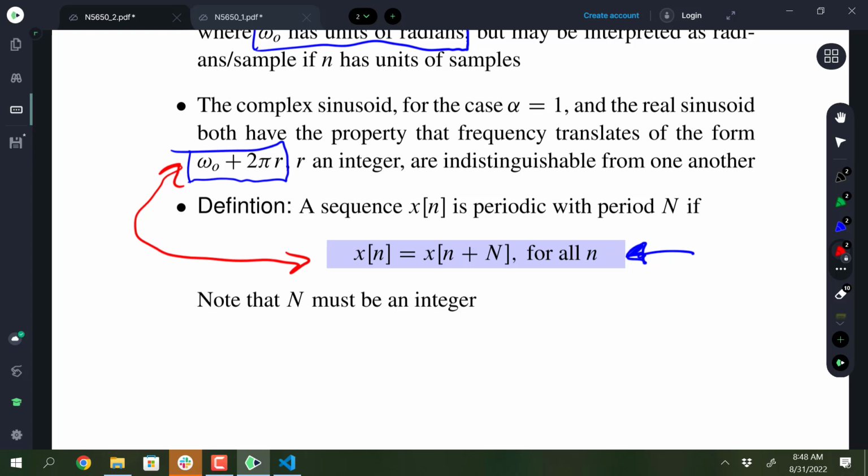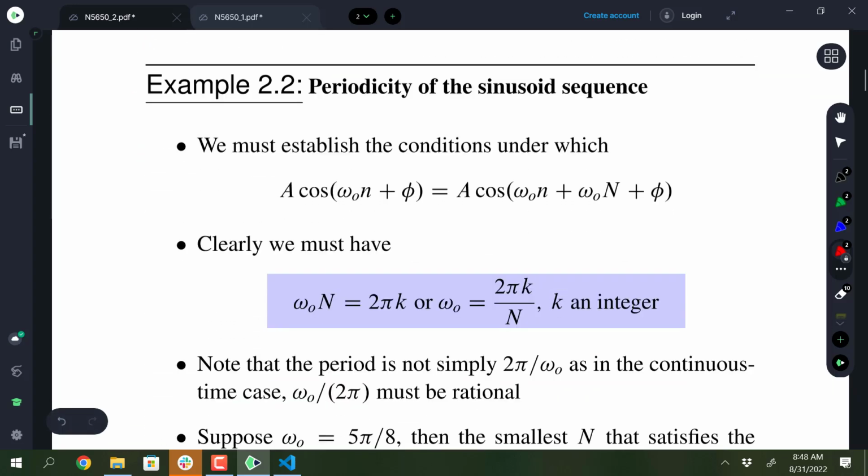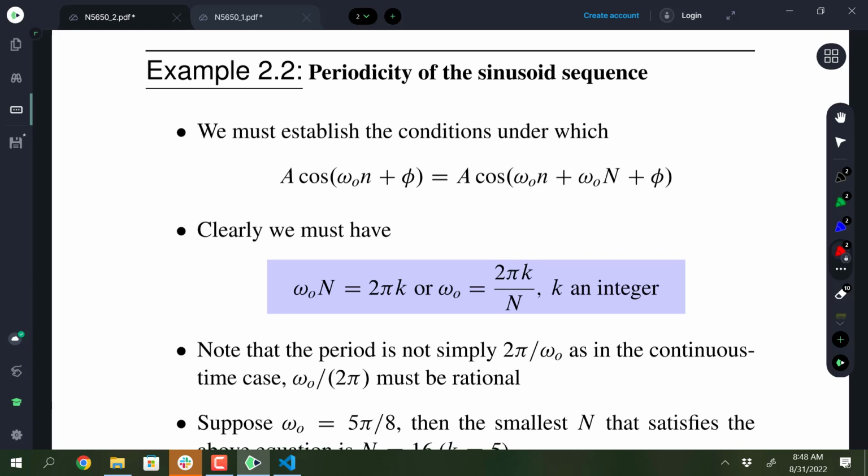Because you go up to the lab, turn on a function generator, look at it on the scope, say it's periodic, it repeats, the sync of the scope locks onto it. If you do the Fourier transform of it, you see that it has a single spike at the frequency plus the negative frequency, however you're displaying it. But let's just drill into this a little bit. So this example is periodicity of the sinusoidal sequence.